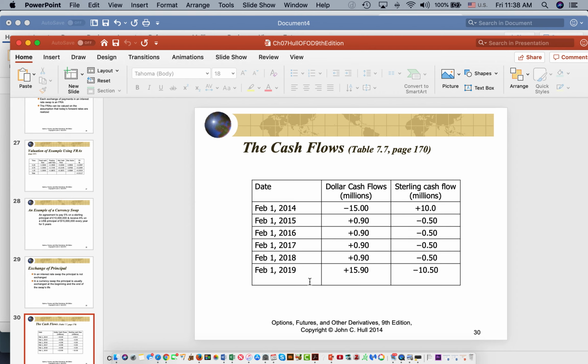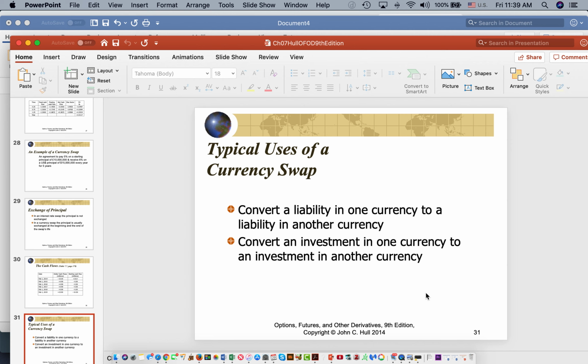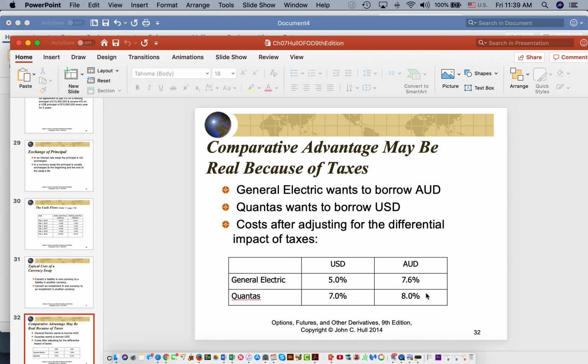The swap is distinguished from futures in the sense that swaps are long term, but futures are very short term. So this is the dollar cash flow and this is the sterling cash flow. This is like a dollar bond and this is a sterling bond. That's why we say swaps are actually a series of bonds. And then again, they make the case for the comparative advantage because of taxes. But two different currencies are involved at this point in time. The previous one was the same currency; this is two different currencies.